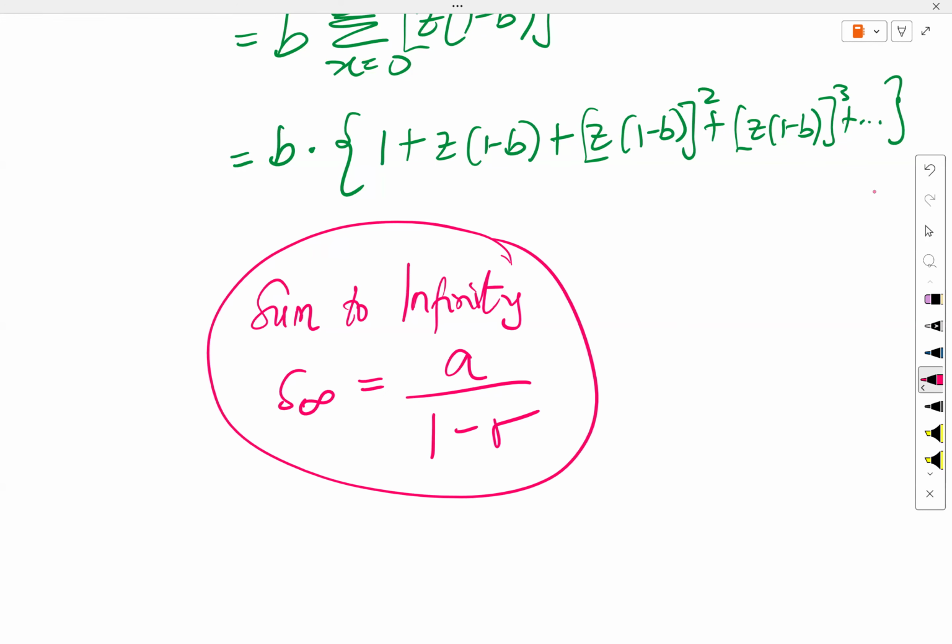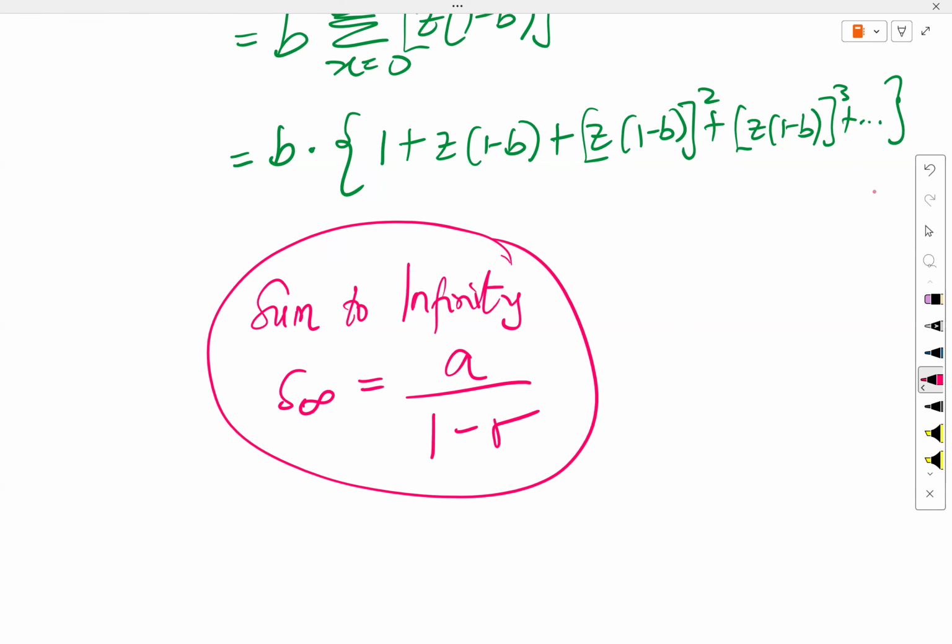So it means we are going to sum this whole expression down to infinity, as you can see, from x equals 0 to infinity. So that's basically sum to infinity. So you can jump over that, and then you go to talk about the generating function. So you can say g of z now is equal to b times the sum to infinity.